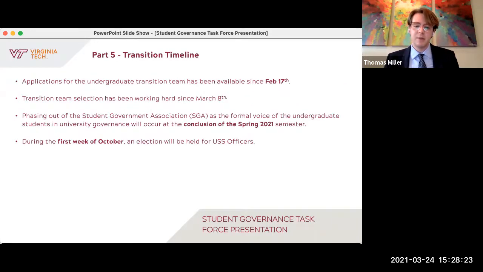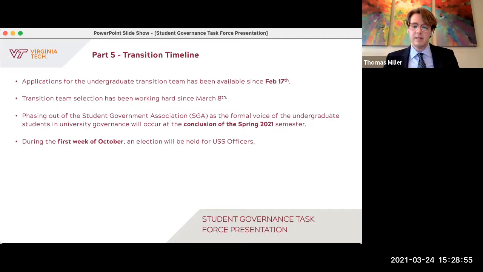We had our applications open in February, and they closed earlier in March, and the transition team has been working already on making sure we're getting this transition going as smoothly and as quickly as possible. So SGA will formally phase out, sunset, at the end of this semester. And then at the beginning of the fall, we will be working hard on getting the elections up. In the first week of October, elections will be held. And then we can really start getting students moving in this new organization.